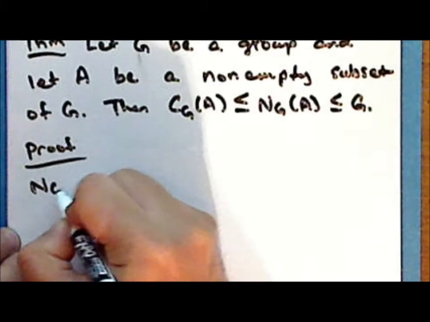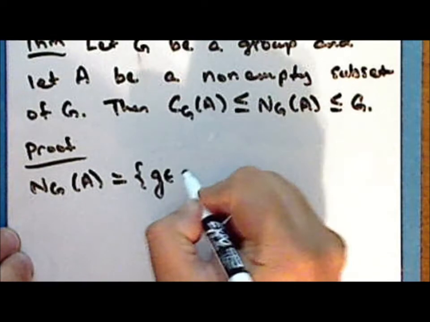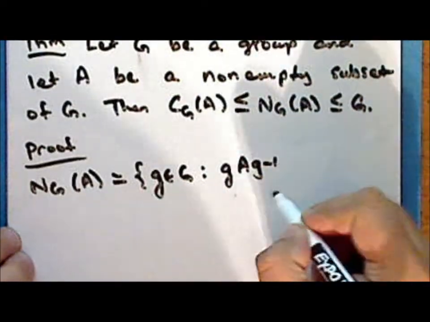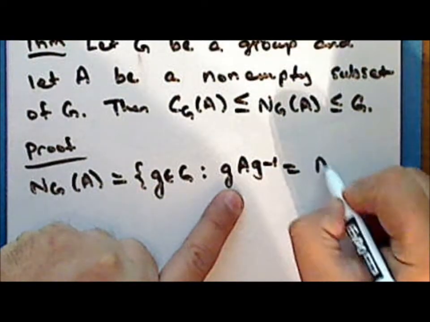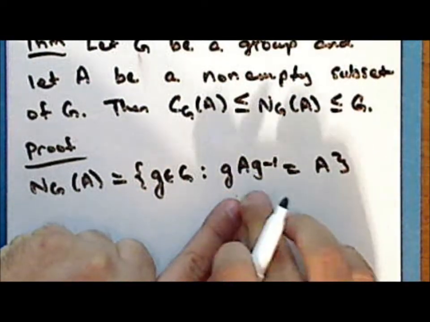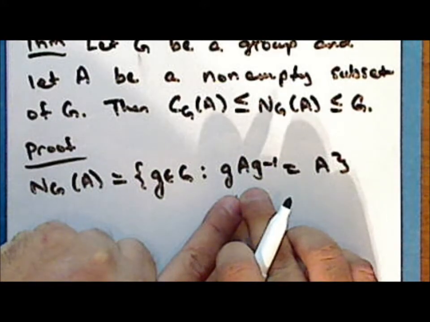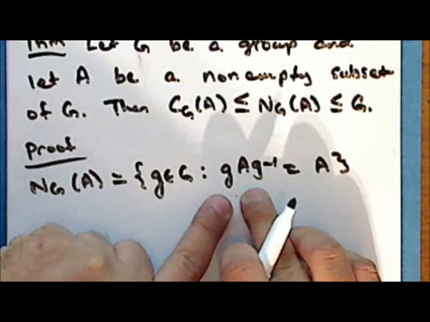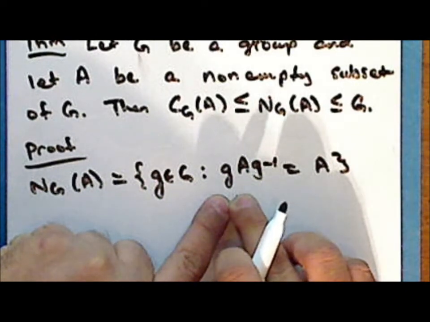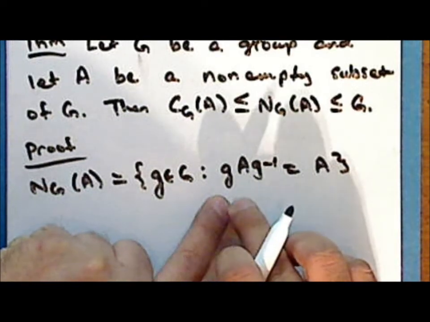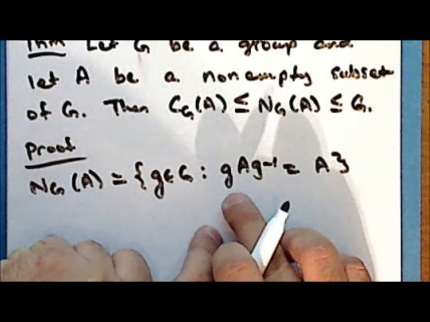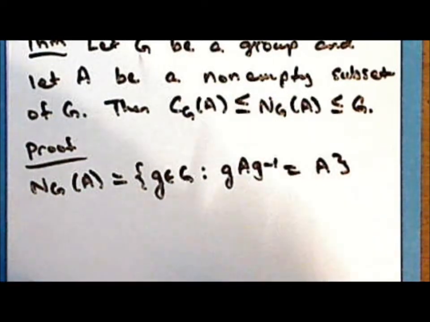Now recall that the normalizer of A in the group G is the set of all those elements in the group such that the set of conjugations of the elements in the set A by the element G is equal to the set A. Now this set, the set of conjugations of the elements of A by G, is the set of all products G times A times G inverse, where A is an element in the set A. That is, we take the elements of A and multiply each of those elements on the left by G and then on the right by G inverse.